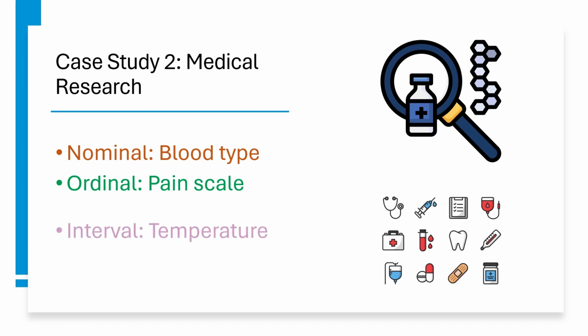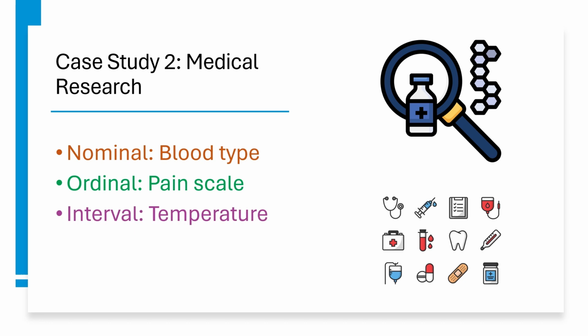Temperature is an example of interval data. The difference between temperatures is consistent, but there is no true 0. Finally, dosage of medication is ratio data, as it has a true 0 and equal intervals. Understanding these levels helps medical professionals analyze data accurately and provide appropriate treatment.